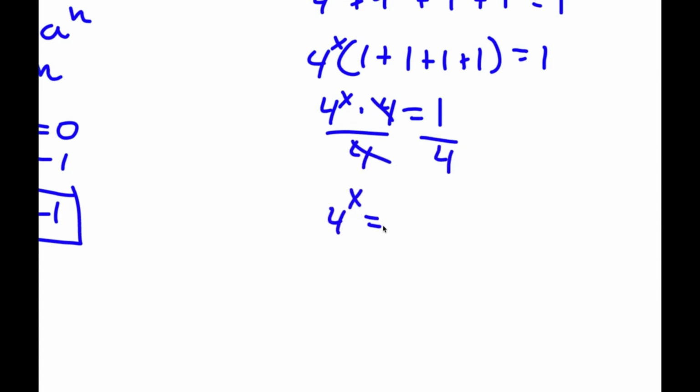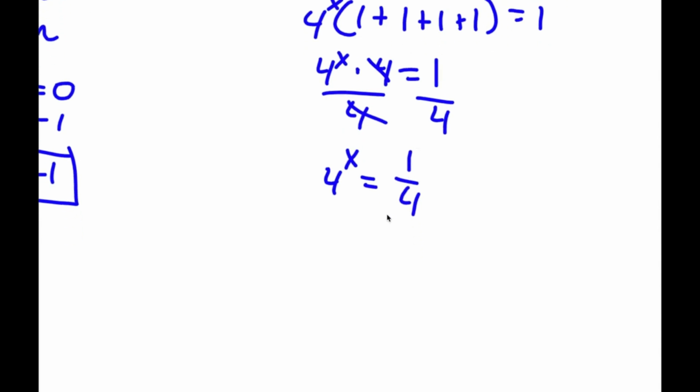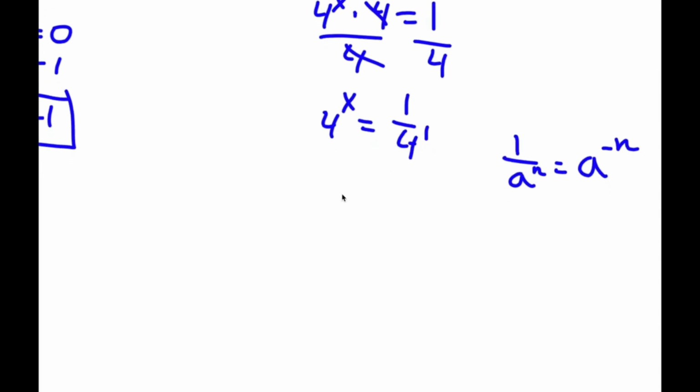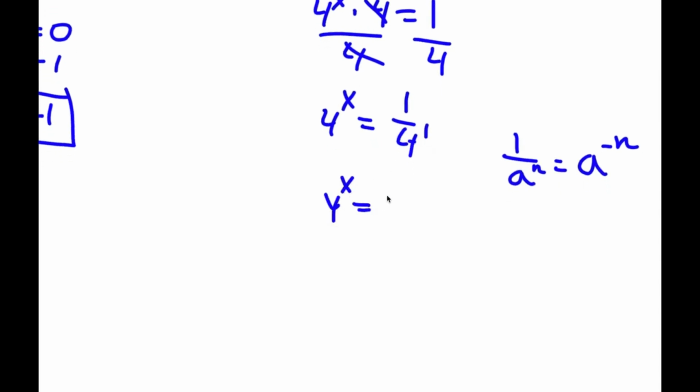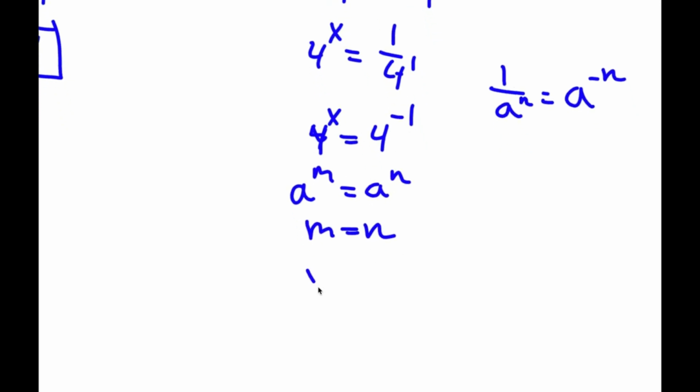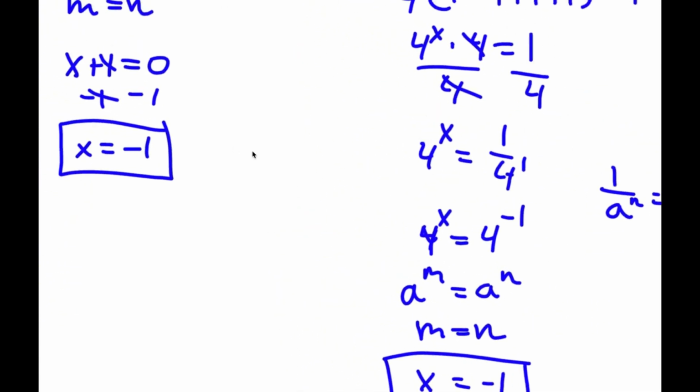Now 4 to the power of x is equal to 1 over 4. Now if I have something in the form 1 over a to the power of n, this is the same thing as a to the power of negative n. So in this case, I have 1 over 4 to the power of 1. And now this is going to equal 4 to the power of negative 1. So I have 4 to the power of x is equal to 4 to the power of negative 1. And if I have something in the form a to the power of m is equal to a to the power of n, then m is equal to n. So in this case, x is equal to negative 1. So this is another method of solving this problem.